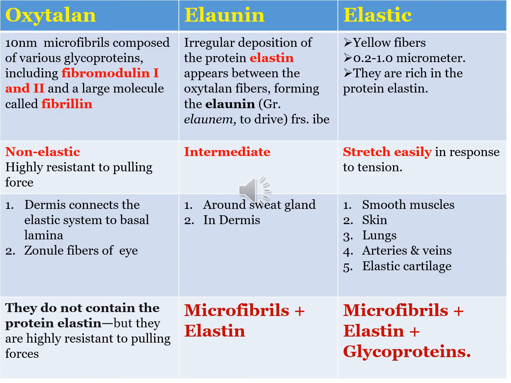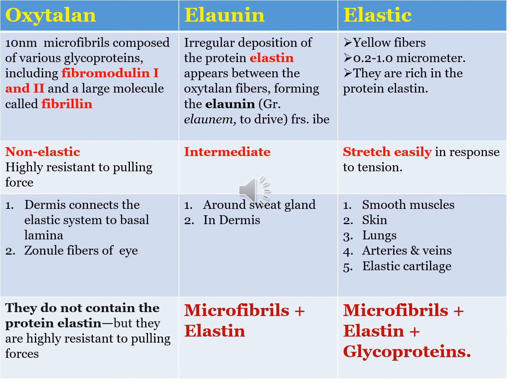The oxytalan are 10 nanometer microfibrils composed of various glycoproteins including fibulin types 1 and 2 and a large molecule called fibrillin. They are non-elastic, highly resistant to pulling. They are found in the dermis and in the zonule of the eye. They do not contain the protein elastin. They are highly resistant to pulling forces. So oxytalan fibers don't contain elastin protein, but they have fibulin types 1 and 2 forming fibrillin. The scaffold here is formed of fibrillin proteins, but no elastin is deposited. And they are found in the dermis and zonule of the eye.